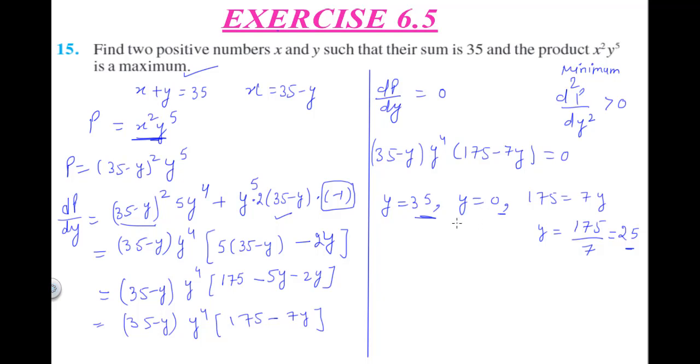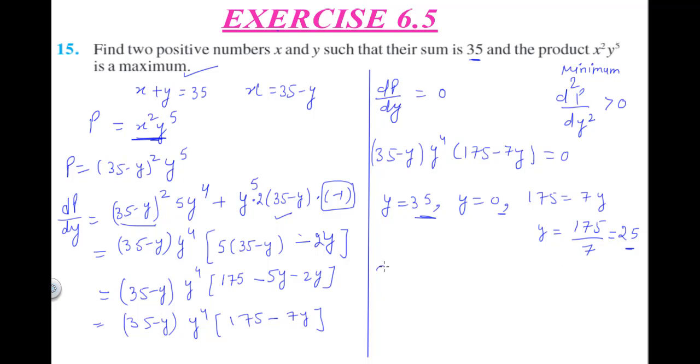Now before doing that, just see carefully, the sum of the numbers is 35. So if we take y equal to 35, that means x here is 0, and if x is 0 or y is 0, the product will become 0. Hence we can't take 0 or 35. The only answer left for us is y equals 25.